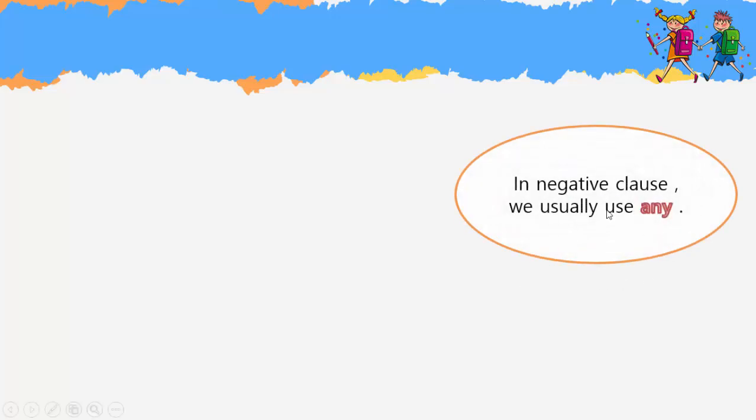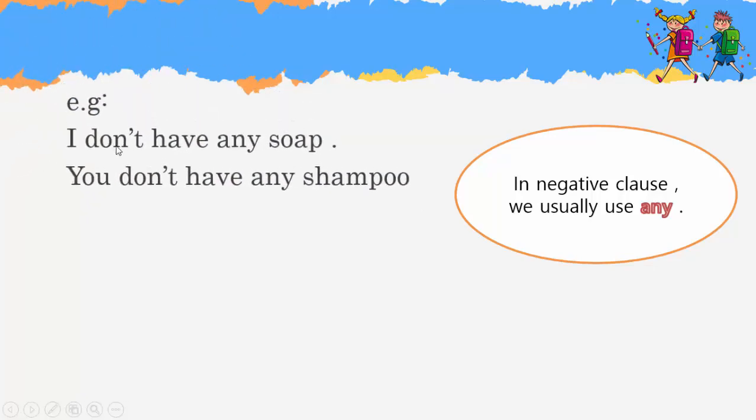In a negative clause, we usually use any. In a negative sentence or negative clause, we usually use any. Look at the first example. I don't have any soap. And the next one, you don't have any shampoo.